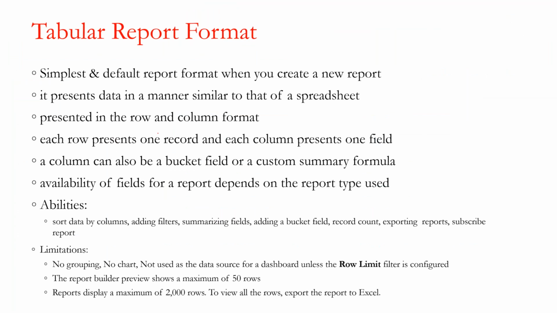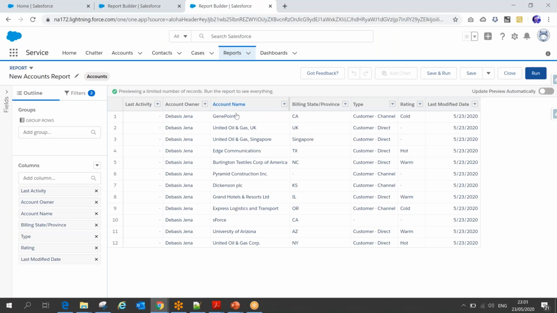So what else do we have? We present data in the row and column format. See, my data is in the row and column format. Which columns I want, like now I'm displaying account owner, account name, billing state, type, rating, like this. Whatever column I want, I can add here. And for which records or data I want to show, that you can also control.